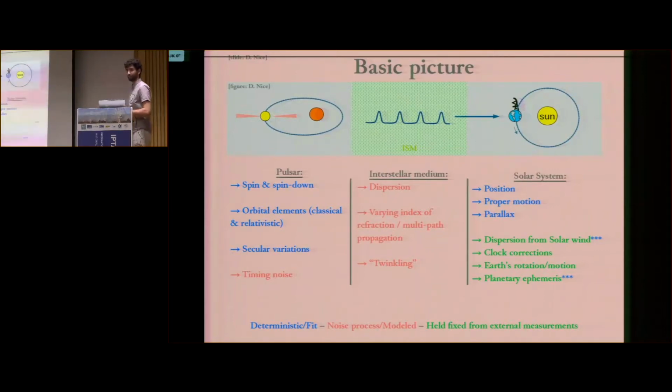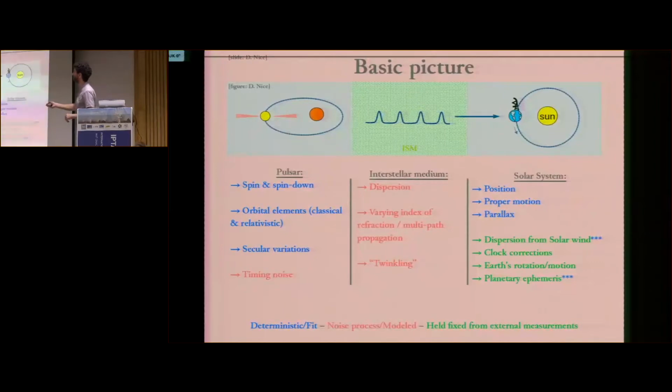This clock is not a perfect clock, and so there's a process which adds noise to the clock, which we call timing noise. You might say this word was secular variation. This thing? No, the third point in your pulsar. Below. Yeah, if you go down. Secular variation. Oh, yeah. I was just, okay.